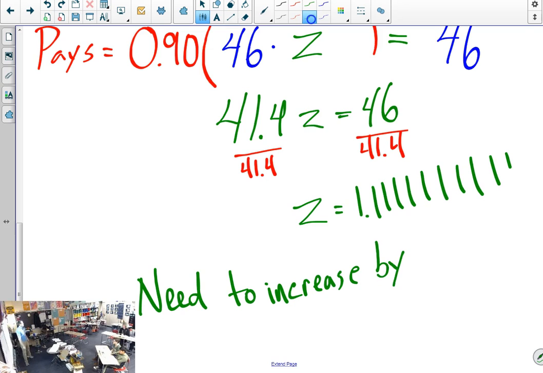What do they need to increase by? Hold on. What do they need to increase by to actually make more money from this, so that their sale actually makes them more? What is this percent increase? That's your original rate, that's your 100%. This is 11.1 repeating. So 11.2% would make them money, or 12% would make them money.